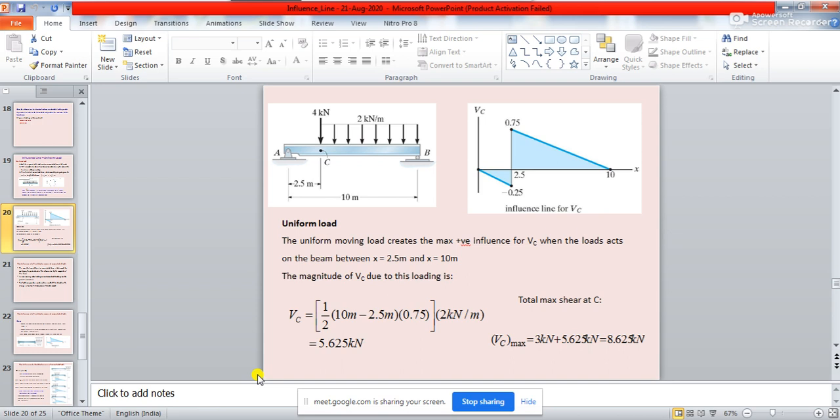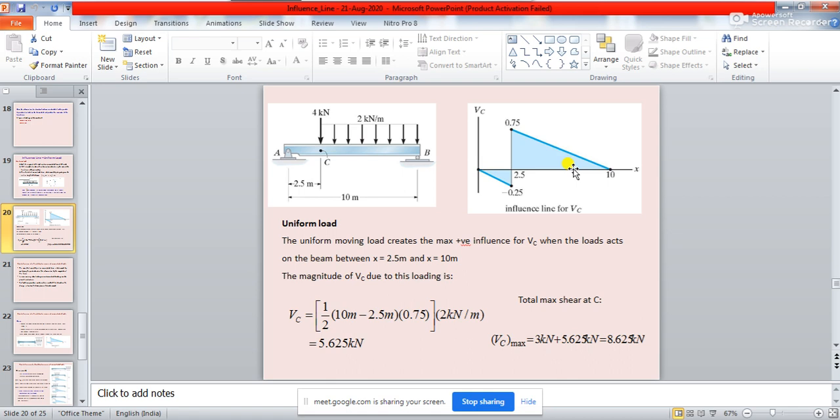UDL, okay. See, this is the problem of UDL only. So this 2 kilonewton per meter load is UDL only. What you have to do for UDL is place this UDL on the influence line. Wherever this UDL is placed on that influence line diagram, you will have to just calculate the area of the influence line diagram.